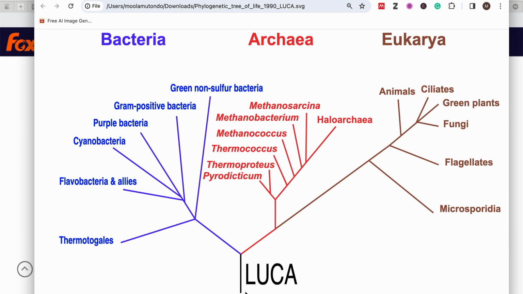So that's basically how we use the tree of life to be able to look at the relationships of organisms in terms of phylogenetics and the molecular clock.